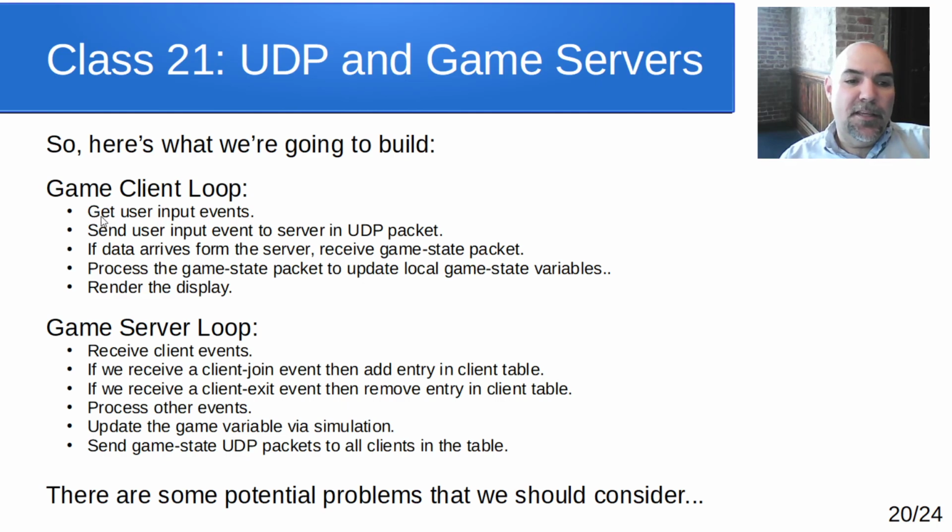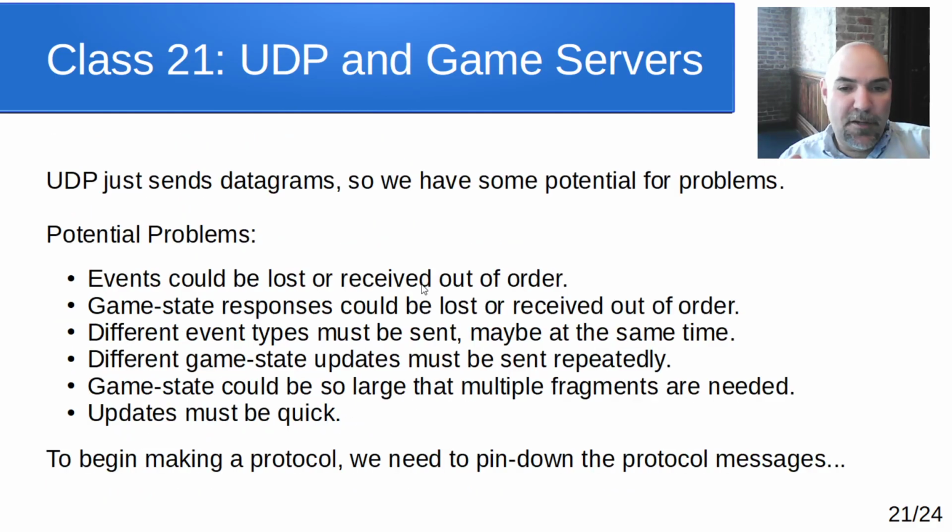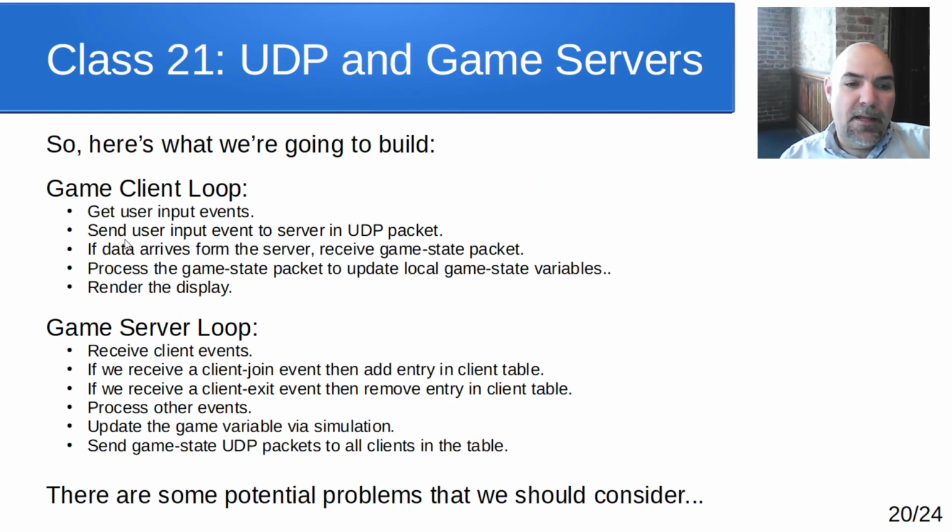In other words, get user input, send those to the server. When we get an update from the server saying the new game state, process that to update all the local variables, and then render that on the screen. Repeat. Now on the server, we're going to receive client events. If we receive a client join event, we add them to our client table. If we receive a client exit event, we remove them from the client table. Any other event that's not a join or exit, we process it. In other words, it's going to be user input events.